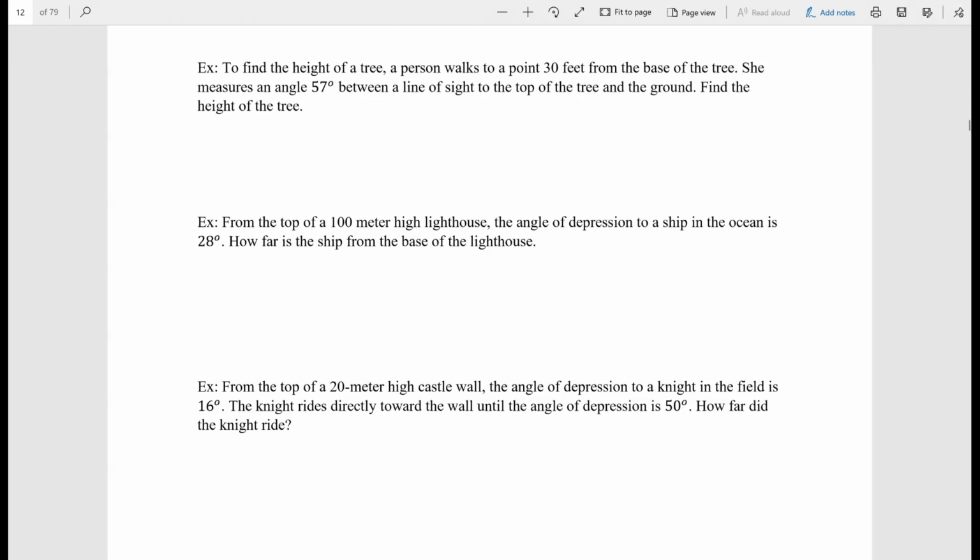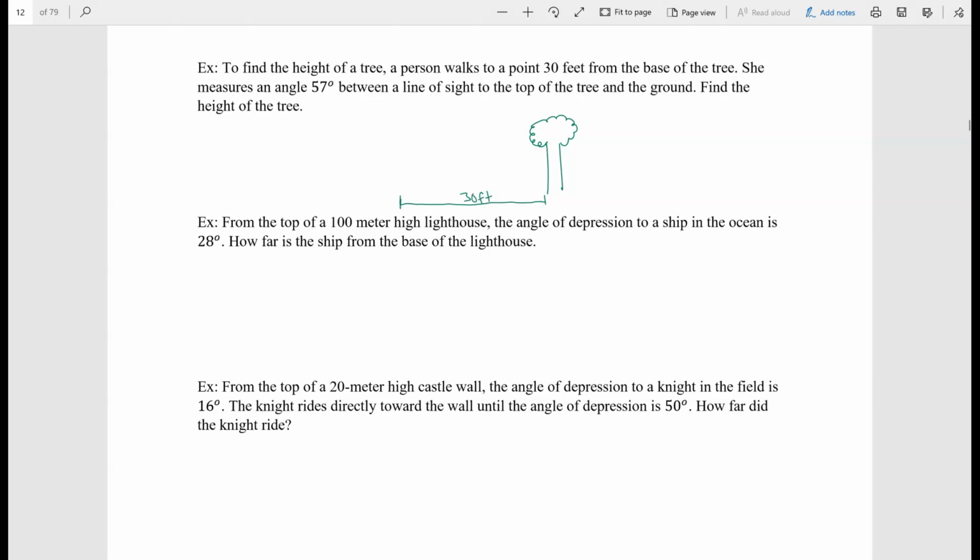So we know that we have a tree. Okay, so let's start off by drawing a tree. So here's my tree. All right, so a person walks to a point 30 feet from the base. Okay, so this person is walking 30 feet from its base.